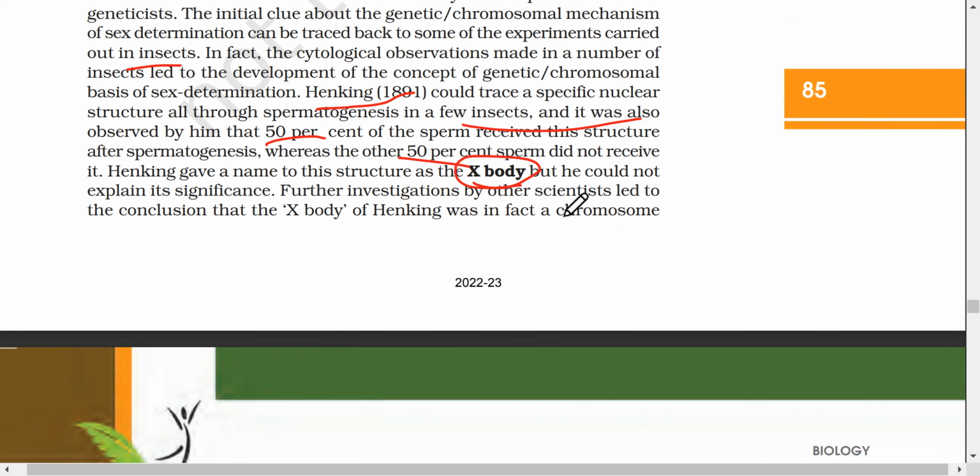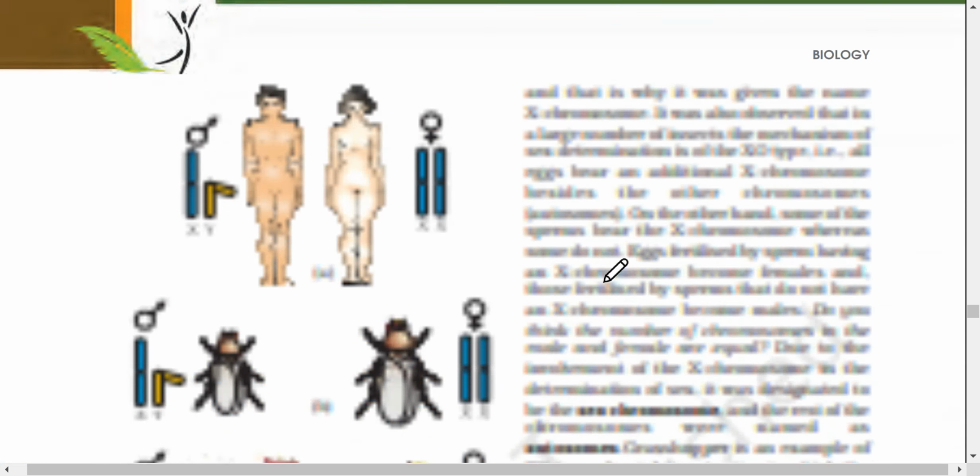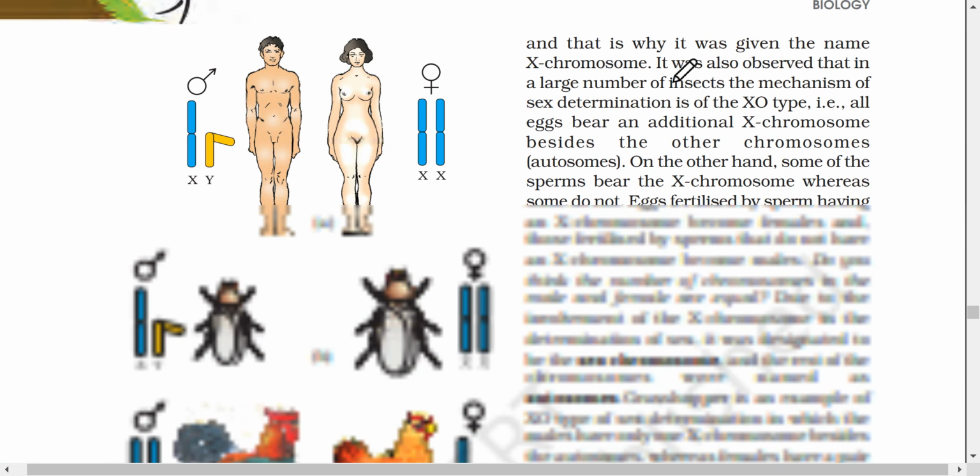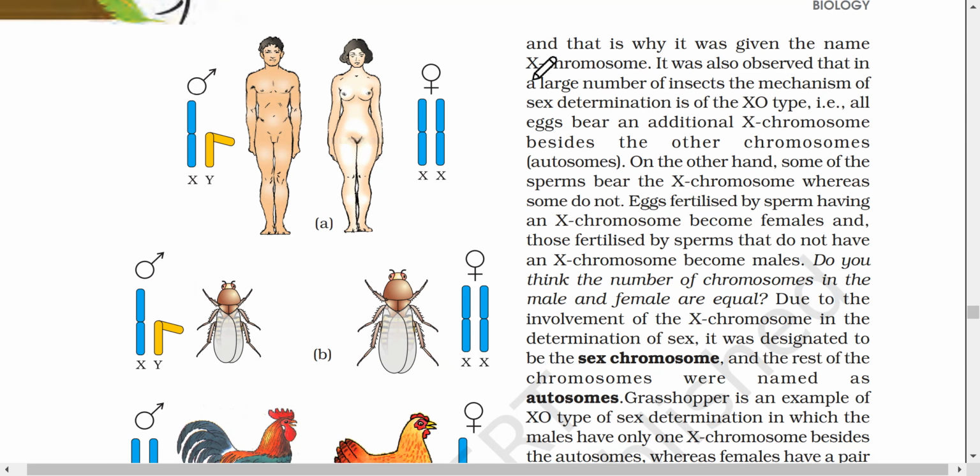Further investigations by other scientists led to the conclusion that the X body of Henking was in fact a chromosome, and that is why it was given the name X chromosome. ठीक, basically वो कौन सी body थी? It was nothing but a chromosome which was getting transferred. It was also observed that in a large number of insects, the mechanism of sex determination is the XO type. That is, all eggs bear an additional X chromosome besides the other chromosomes or autosomes. We have autosomes and allosomes, we know it already.